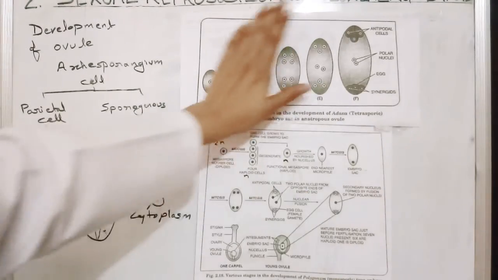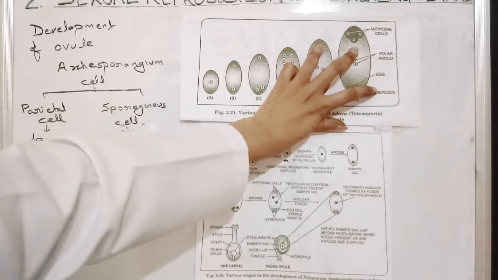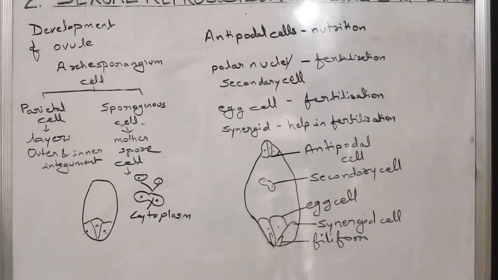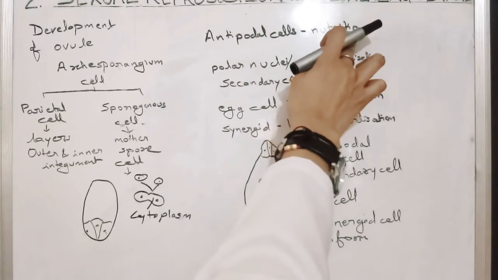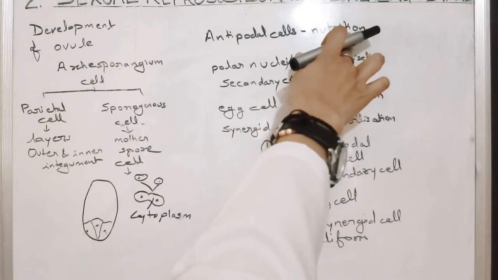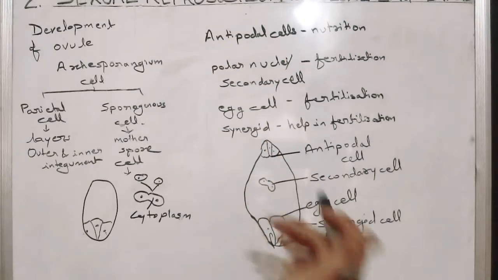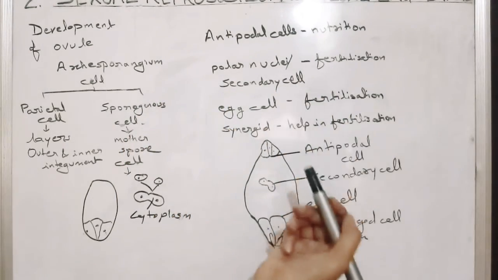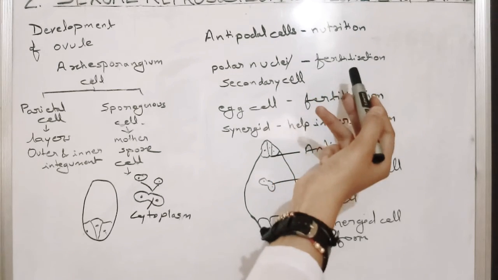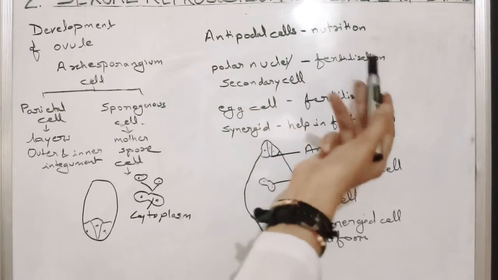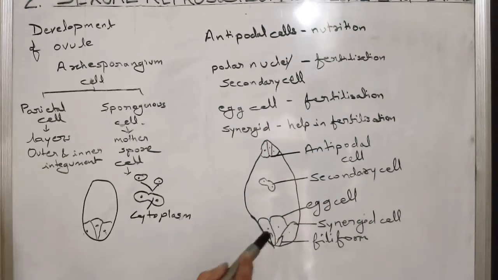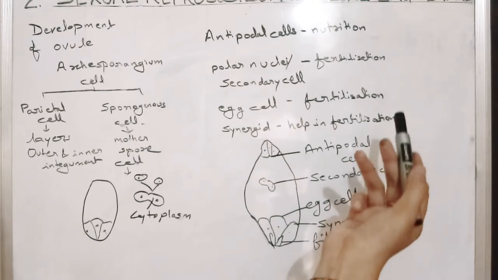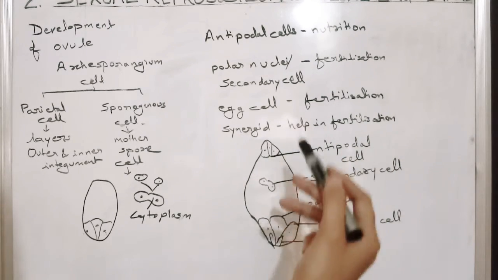What are the functions of these antipodal cells, polar nuclei, egg and synergids? Let's understand. The function of the antipodal cells is nutrition. They provide nutrition to the developing zygote after fertilization. The polar nuclei function in secondary fertilization. The egg cell also takes part in fertilization, fusing with the male nuclei coming from the pollen tube.